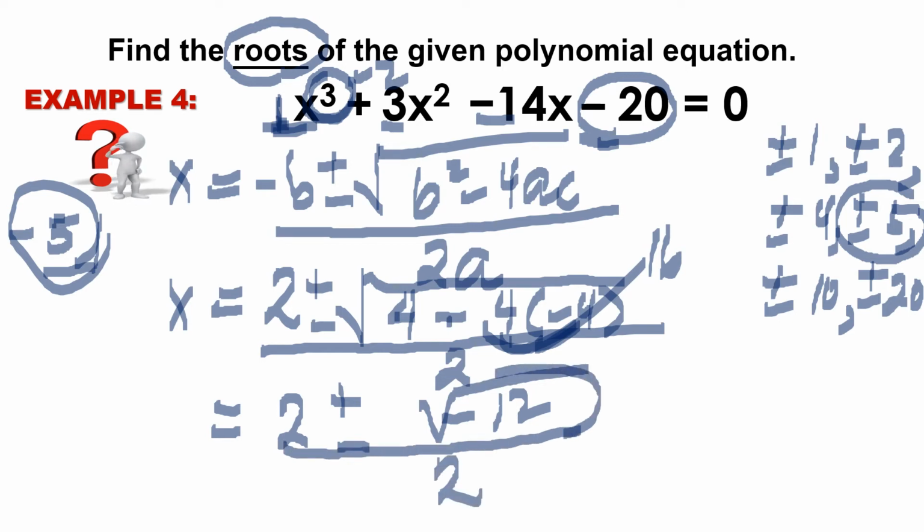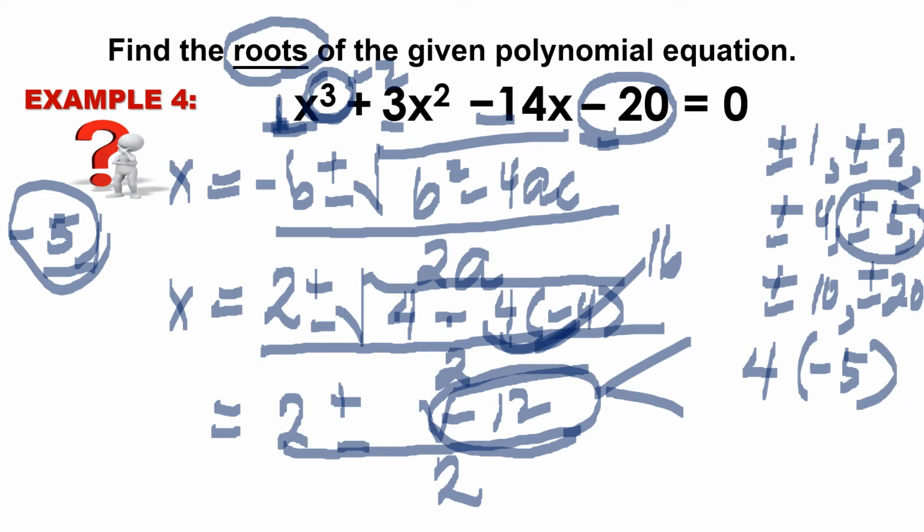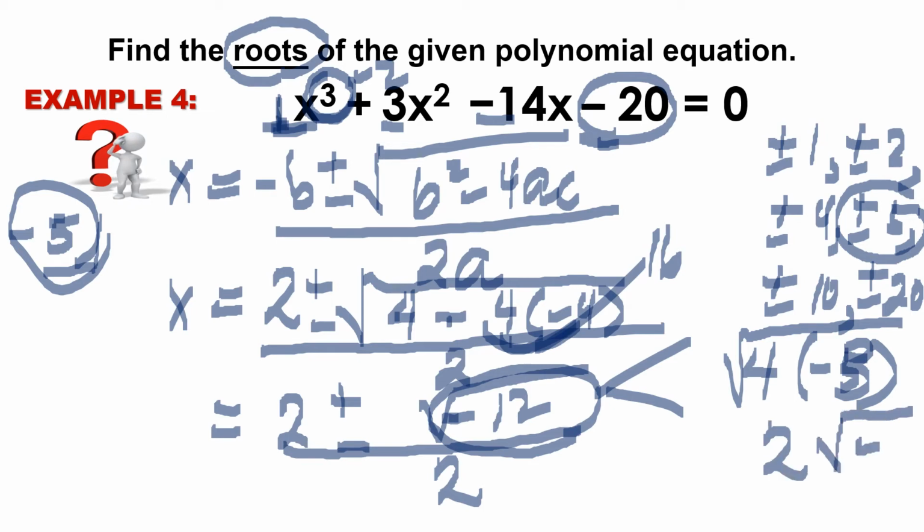So let's simplify this part. This will become 4 times negative 3, which is the same as negative 12. And then get the square root. This will give us 2 square root of negative 3. So let's continue.